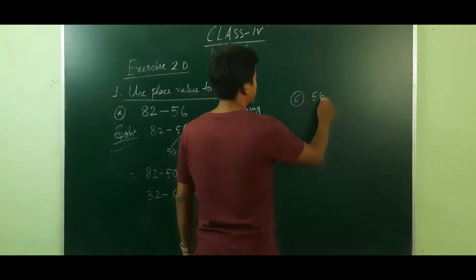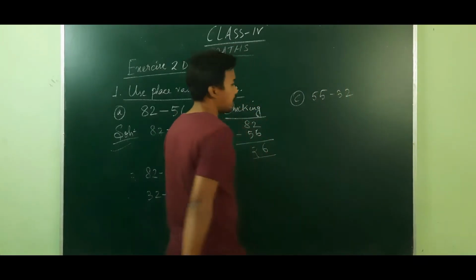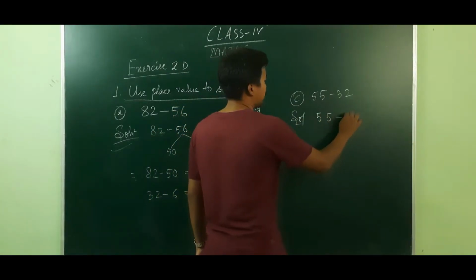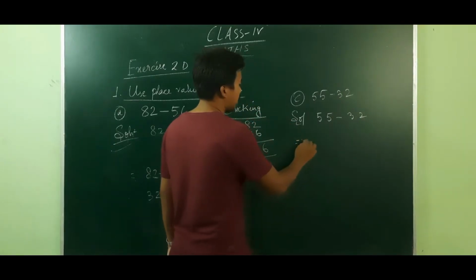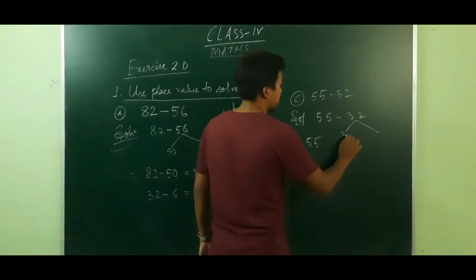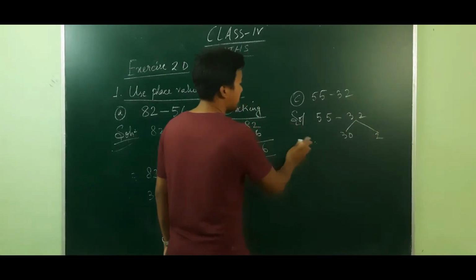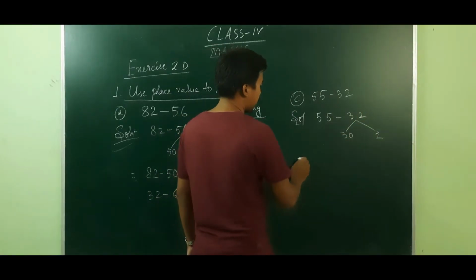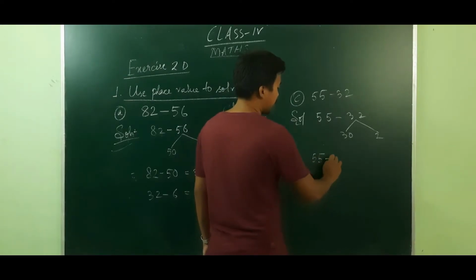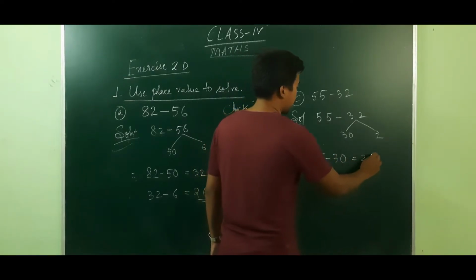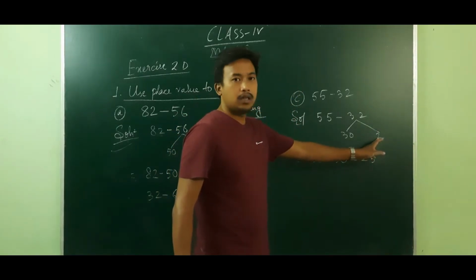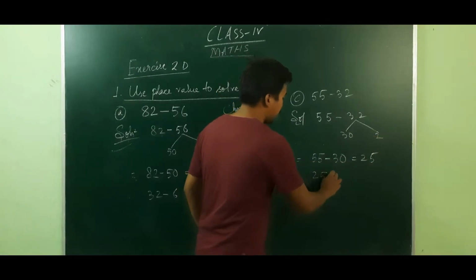The next question, that is your question number C. Okay, 55 minus 32. Now you write the question again, that is 55 minus 32. Now here you can see 32 can be written as 30 plus 2. Now first of all, from this 55 we have to deduct 30. That is 55 minus 30. That becomes 25. Now again from this 25 you have to subtract 2. That is 25 minus 2.